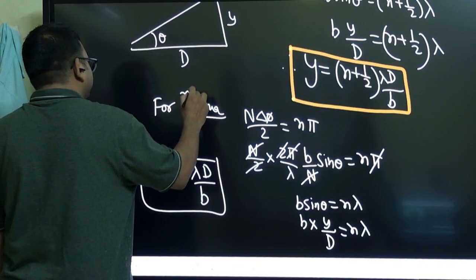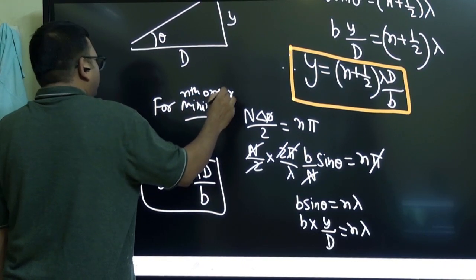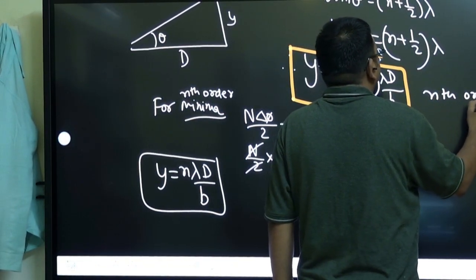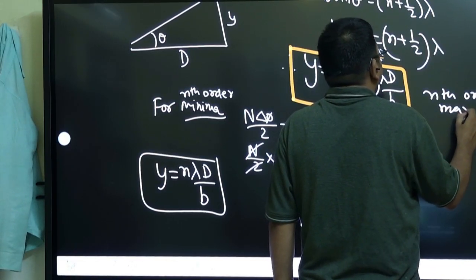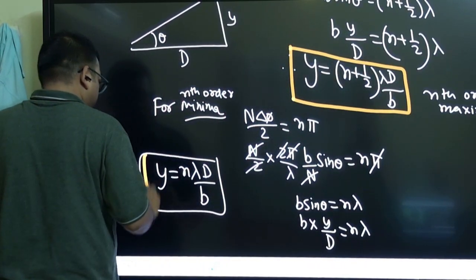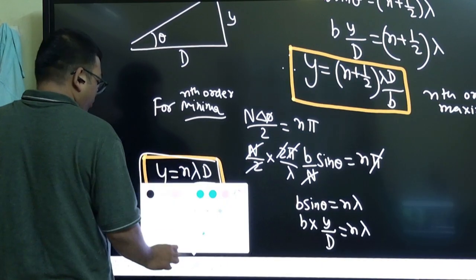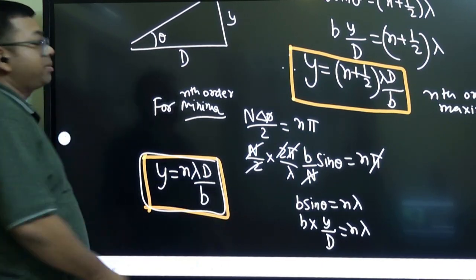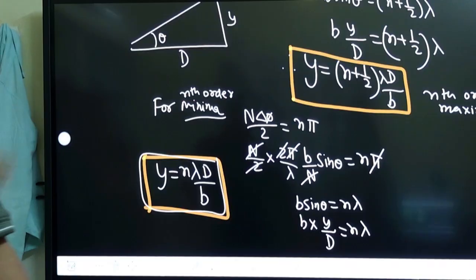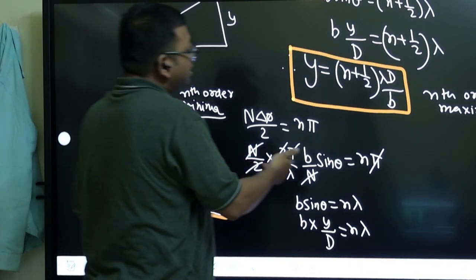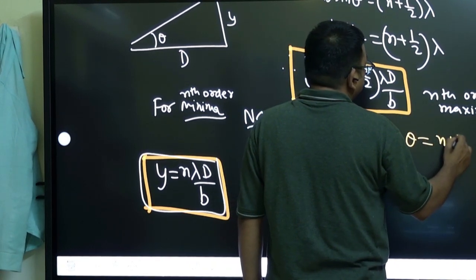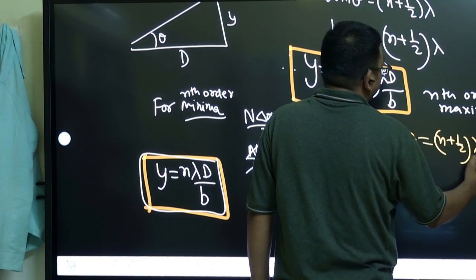Remember, this result is for nth order minima, and the earlier result is for nth order maxima in the single slit experiment. So this is the main formula. Once you know that, most of the calculations can be done. The angular width is the same; angular width means theta, and theta is y by D. That also you can calculate. Here also you calculate theta, y by D, which means n plus half lambda by b.